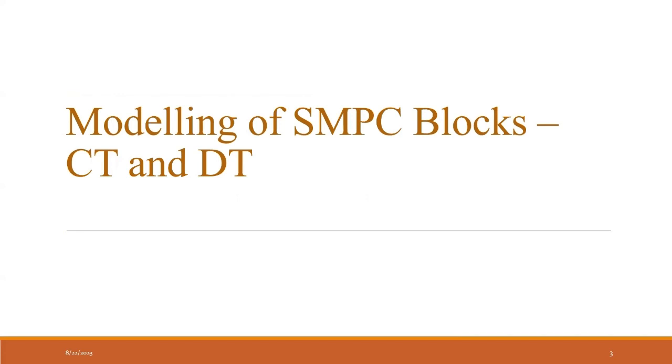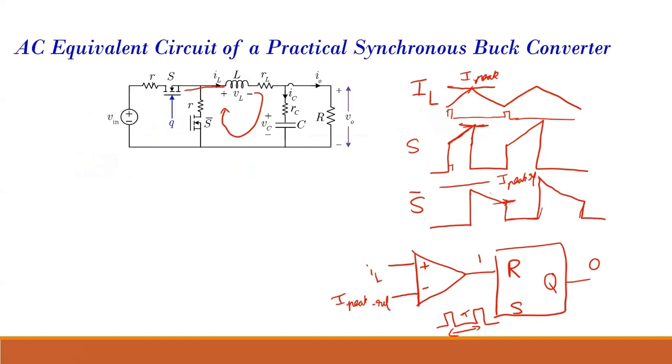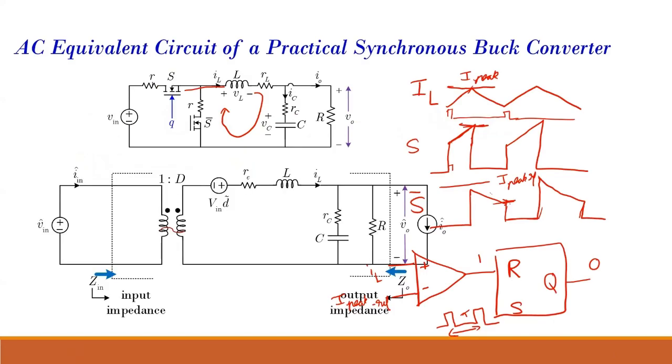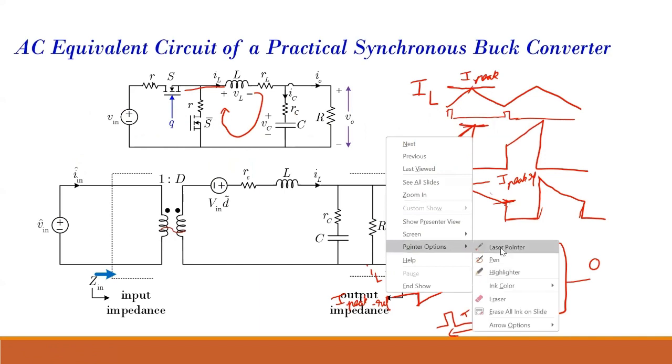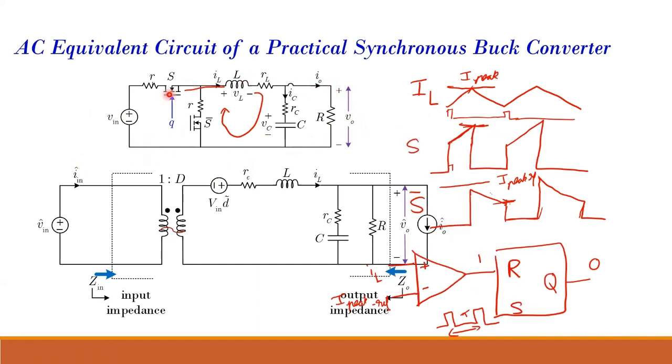So now we will do certain blocks like the PWM modulator, zero order hold, etc. We will model it. So this is my buck converter. So this is a buck converter with a high side switch, low side switch, inductor, capacitor, filter, and my load. And it has this ESR of the capacitor, the DCR of the inductor, etc. So we make this.